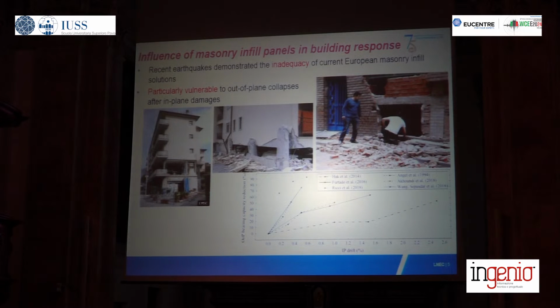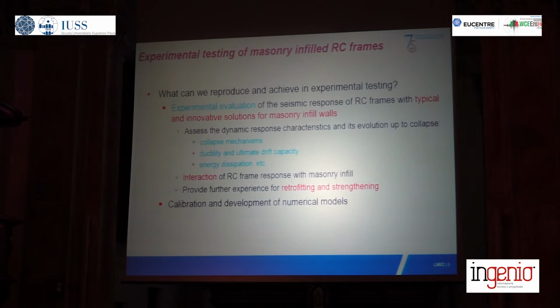Looking at this issue of the out-of-plane collapses, for instance, you have here a plot of different authors who have done experimental testing, and you see how much the out-of-plane capacity is reduced when you impose an initial in-plane drift. First of all, you see a scatter of results, also because different types of masonry units are used and different types of tests are conducted. But you see immediately the influence that one has on the other.